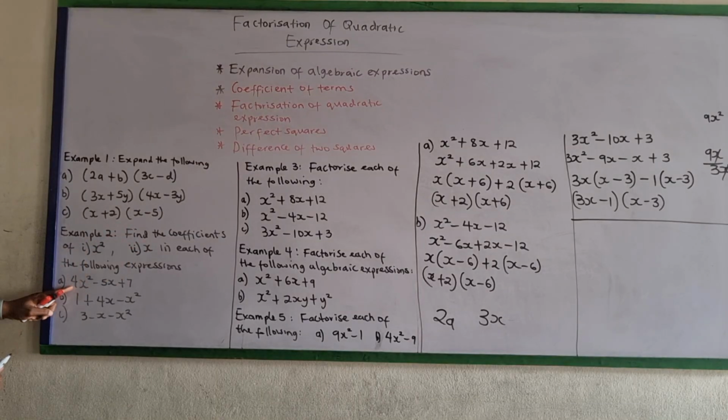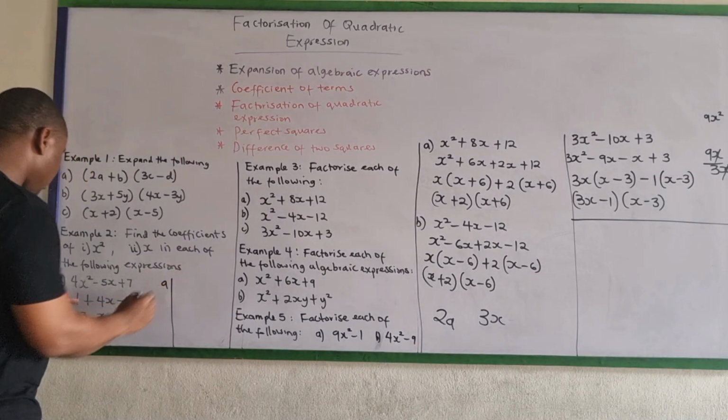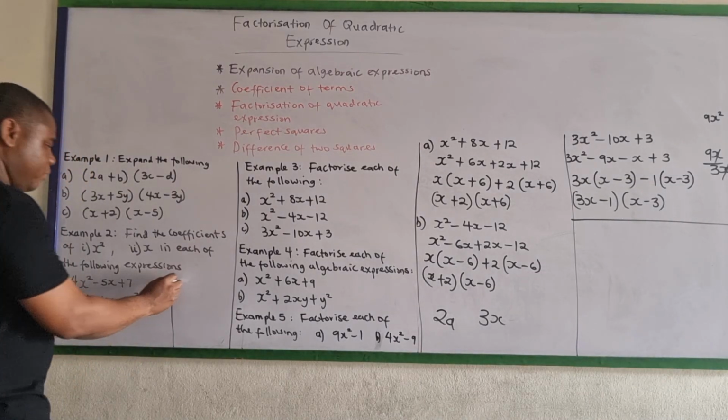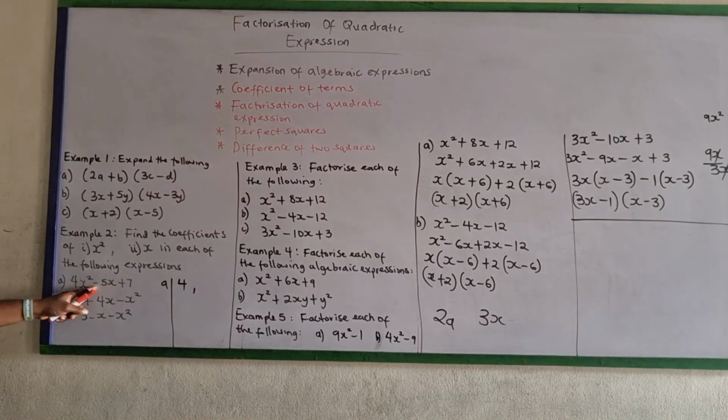So in this case, find the coefficient of x squared and also x. Let me answer that here. For the first one, the coefficient of x squared is 4. The coefficient of x is minus 5.